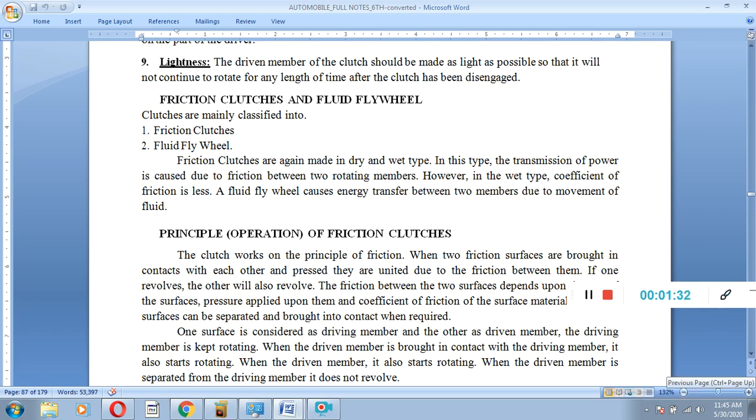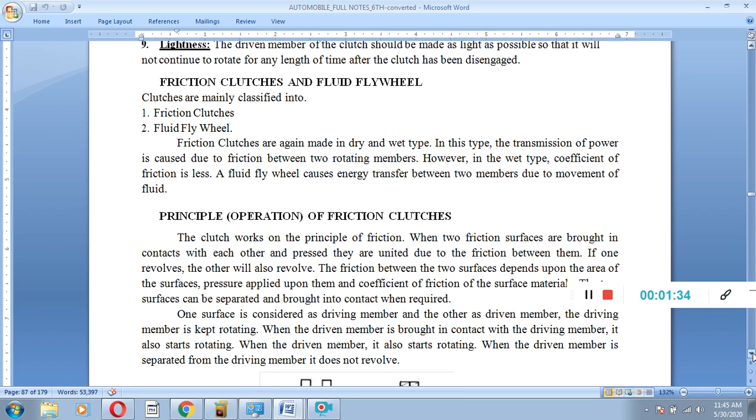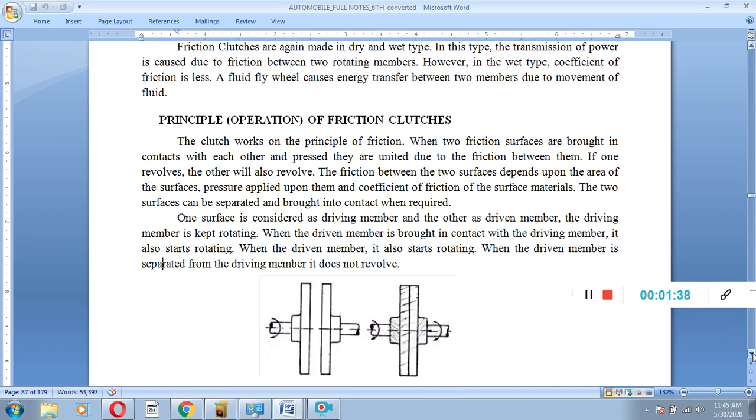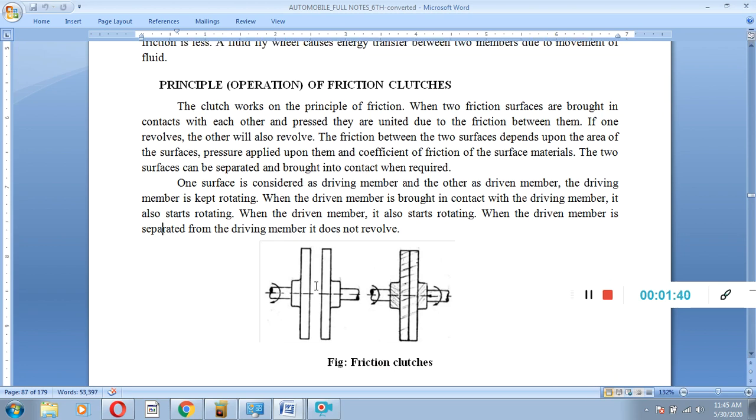Now the working principle of the first one, the friction clutches. Okay, friction clutches. This is the diagram you have here. Now I will explain the working principle of friction clutches. The clutch works on the principle of friction.